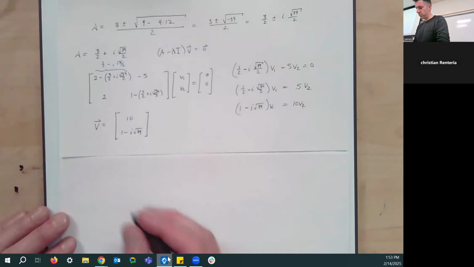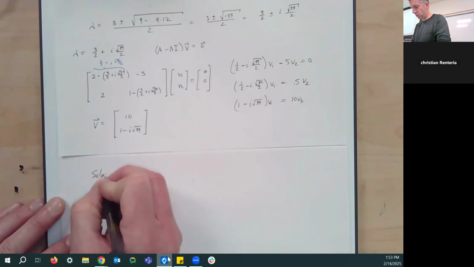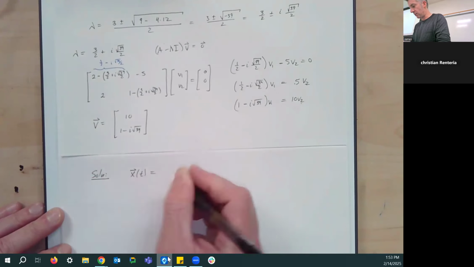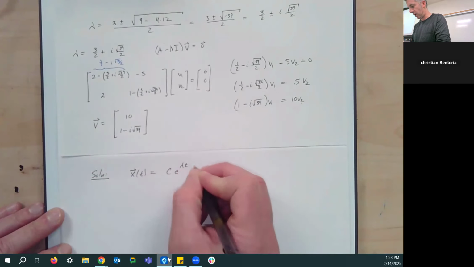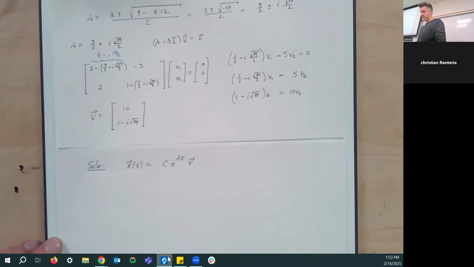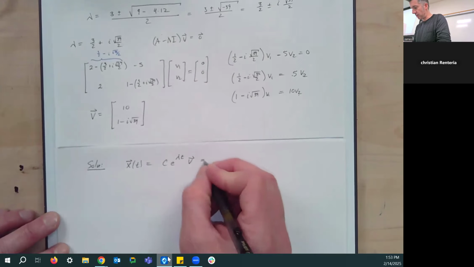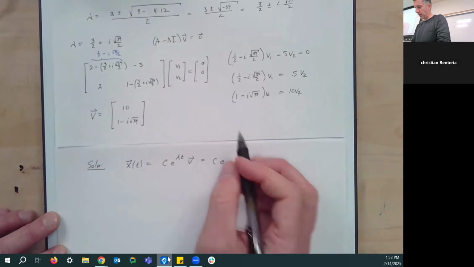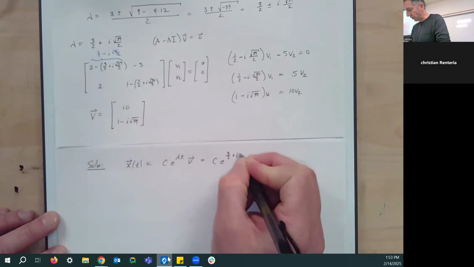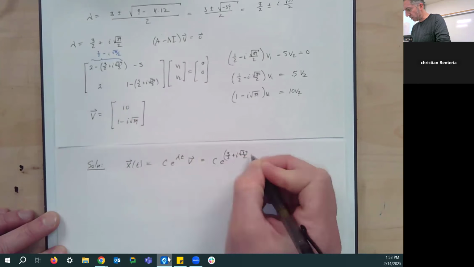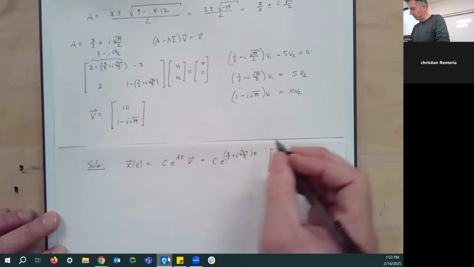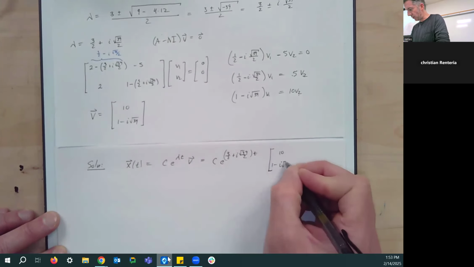So the solution, again, very generic. The solution is x of t equals c e to the lambda t times your vector v. It's just that we're plugging in these gross things. So that's going to be c e to the lambda, which was our 3/2 plus i root 39 over 2, times t, times our vector, which is going to be 10, 1 minus i root 39.